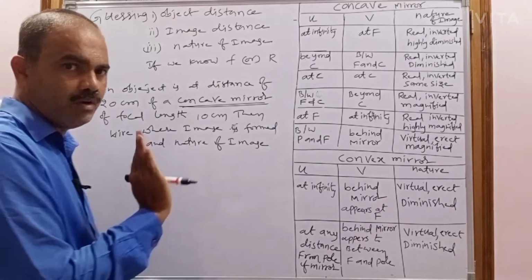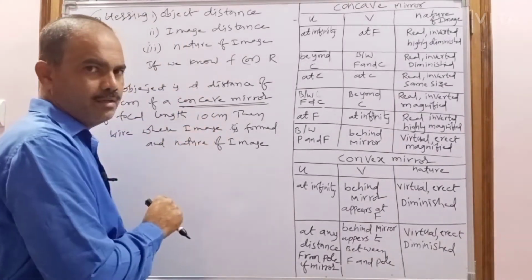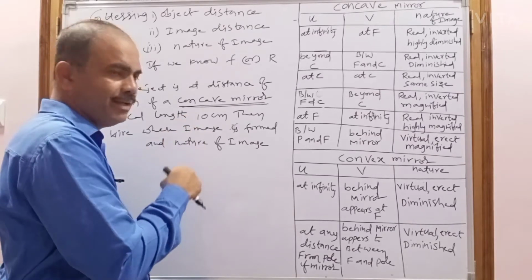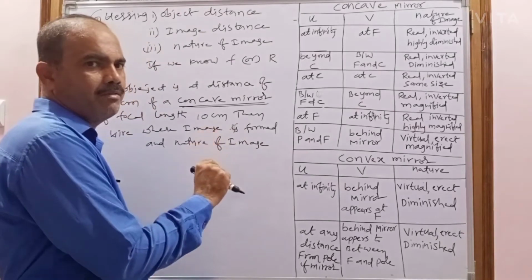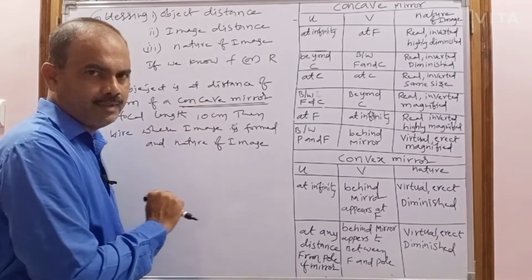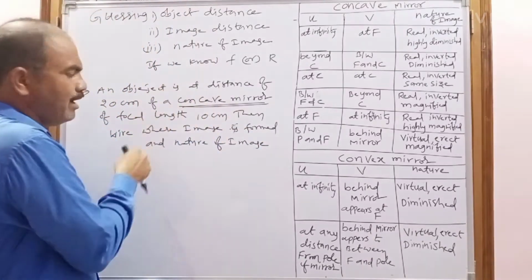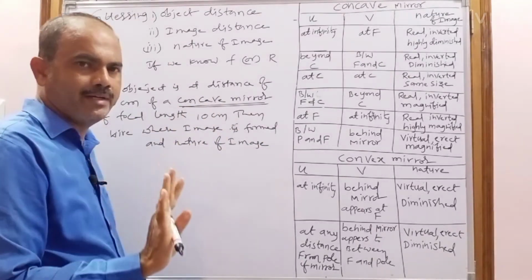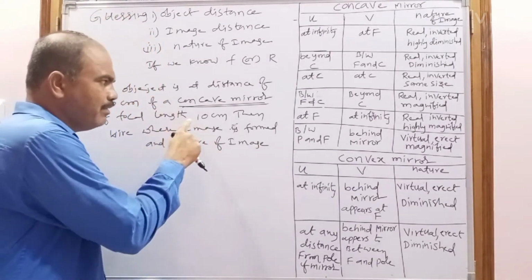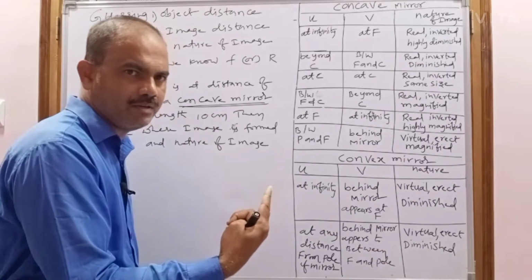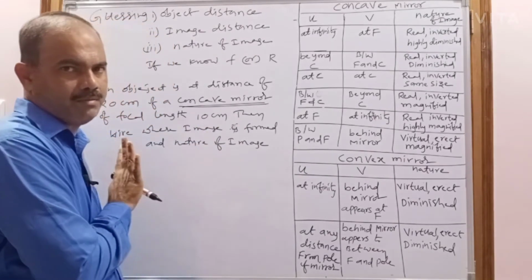So first, what do you have to identify? After reading the question, you have to identify whether it is a concave mirror problem or a convex mirror problem. Second, whether the object distance is given or the image distance is given. And third, whether the focal length is given or the radius of curvature is given. Then after that you have to solve the problem.